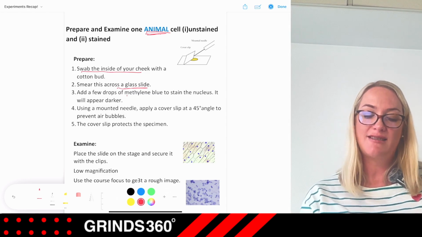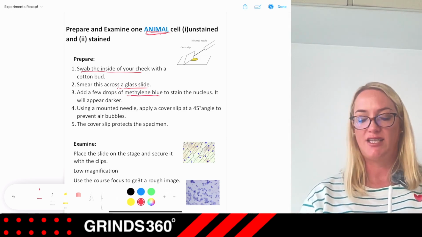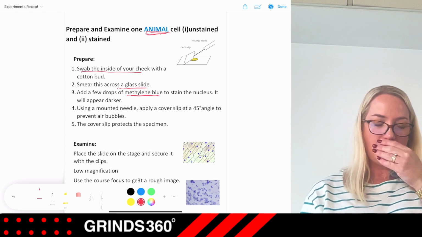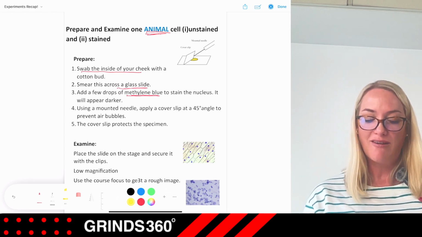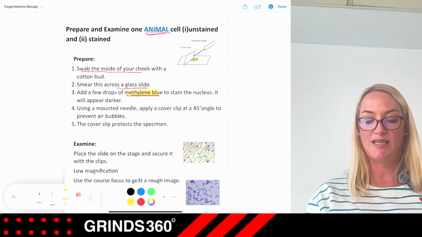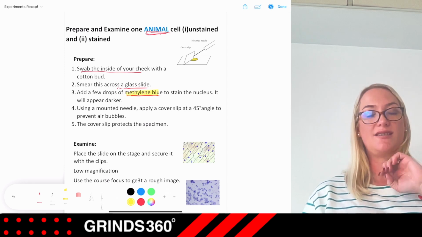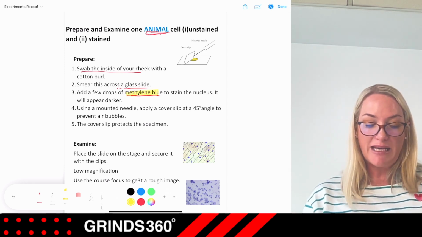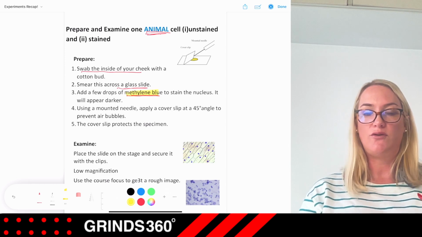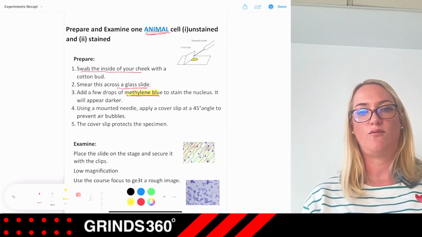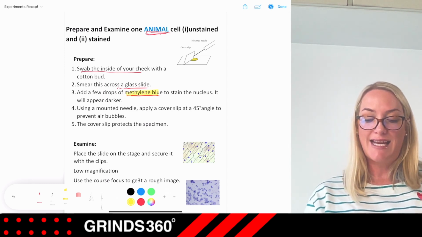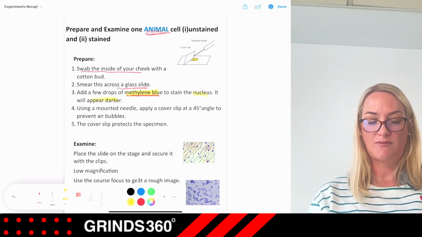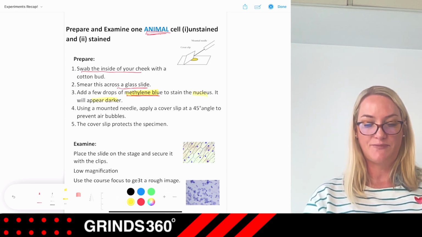Now, there'll be marks definitely for what stain you used, or else they may ask you, what is the stain that you use when looking at an animal cell? They may also ask you, why do you use a stain? What's the purpose of the stain? So the stain will make the nucleus appear darker. Okay, that's your answer there if they ask that.